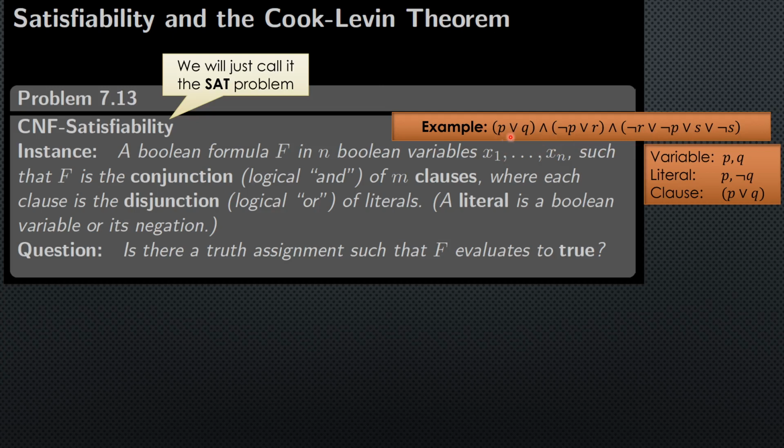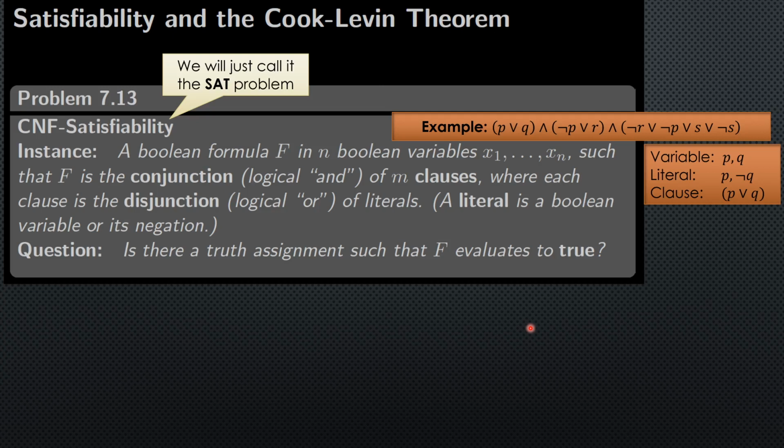Okay, and the variables are p, q, r, and s. The literals are p, q, r, s, not p, not q, not r, not s. The clauses are p or q, not p or r, not r or not p or s, or s or not s. And I'm writing the not as this logical negation symbol. Okay, so that's the input.